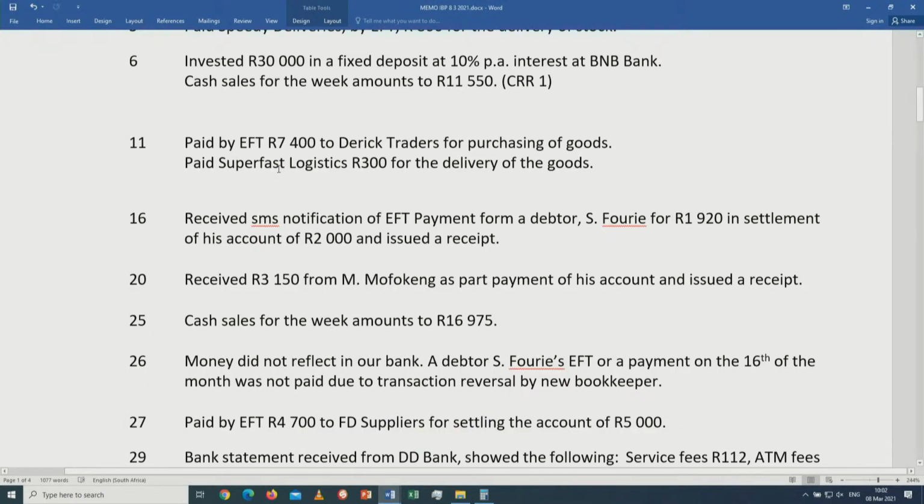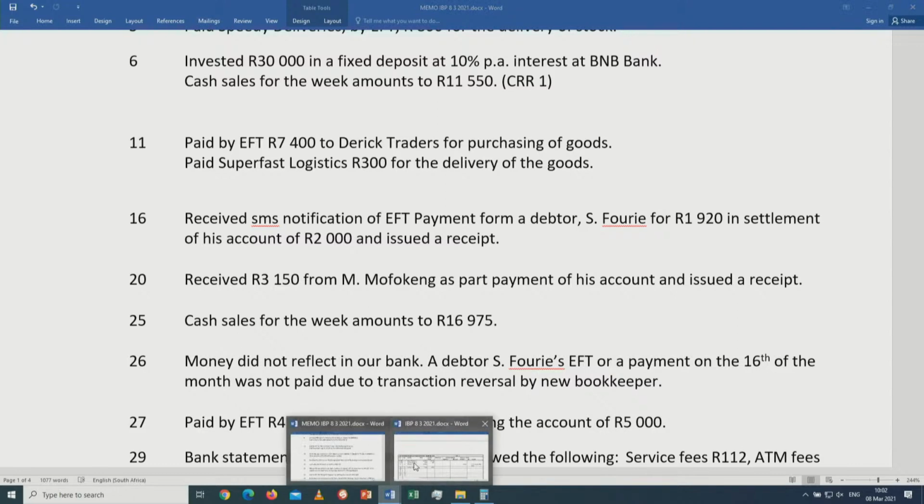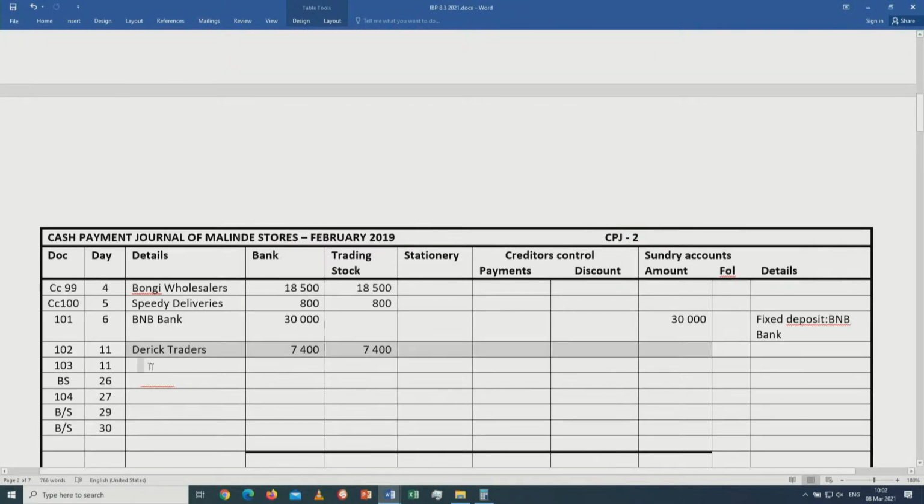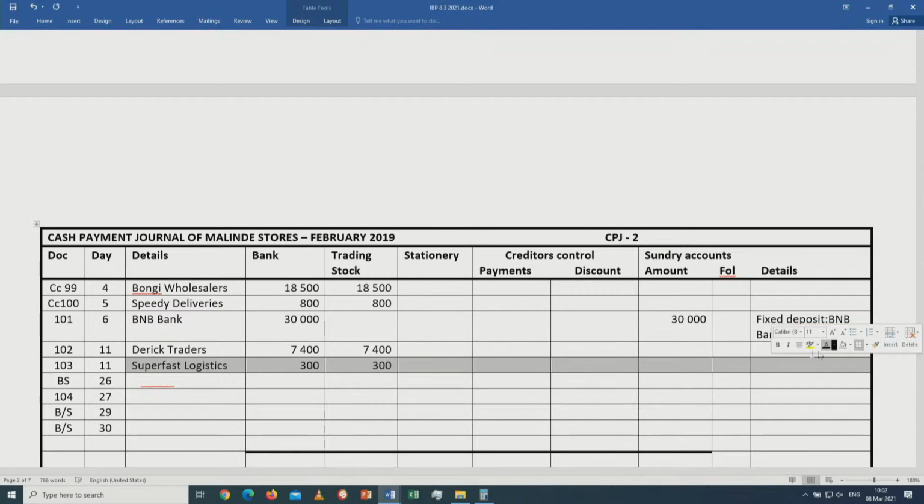Paid Superfast Logistics 300. When you pay Superfast Logistics, is it a payment or receipt? It's clear, payment. Therefore, you go to your cash payment on the 11th, and then you paid Superfast Logistics 300, and then it goes under the bank as 300, and then it goes under the trading stock.